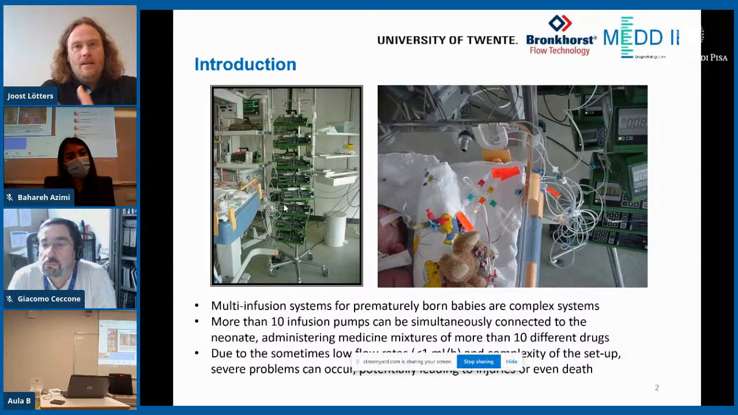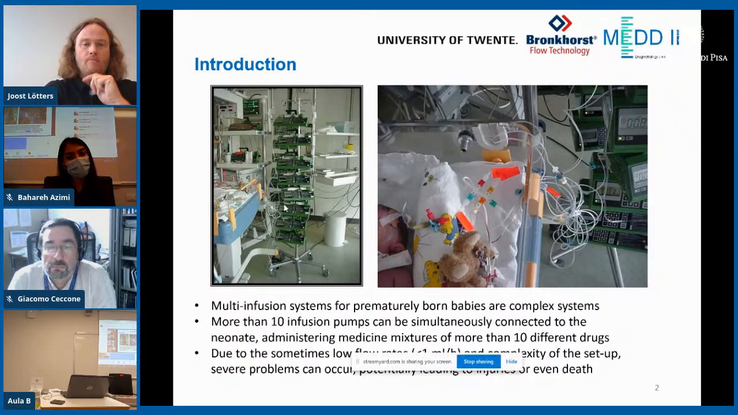But there are many complicated problems here because of the complexity of the setup, and due to the really low flow rates, sometimes below 1 milliliter per hour, severe problems can occur, which could potentially lead to injuries to the babies or even death.